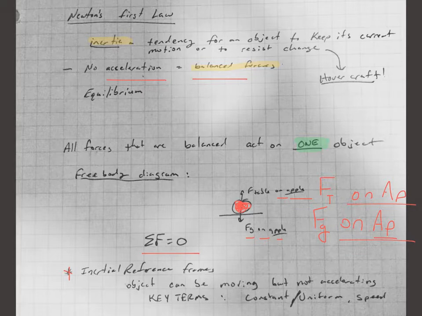So key terms to make sure that you pay attention to: you'll see constant and uniform, but the key word there is speed. All right? If it says constant speed or uniform speed, then we know that it's the first law. Since constant means not changing, uniform will also mean not changing. So a non-changing speed, no acceleration. Has to be first law.